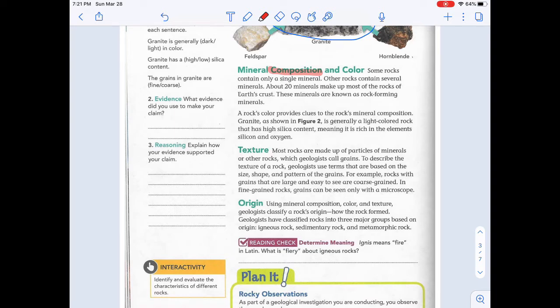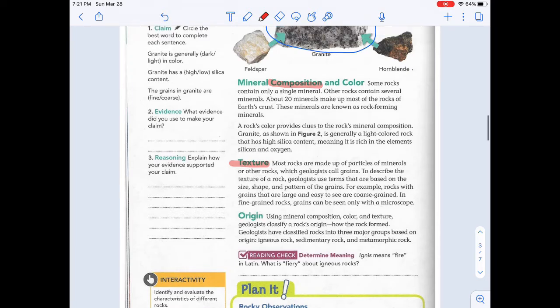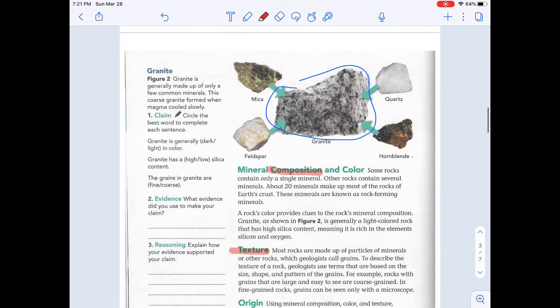We describe rocks by their texture, and we don't look at necessarily if it's bumpy or smooth. We look at something called the grains, or the individual particles or minerals that make up the rock, and we look at the size of those, and that can tell us a lot about where it formed and how it formed. So on this page, I'd like you to do figure 2 after you read this.